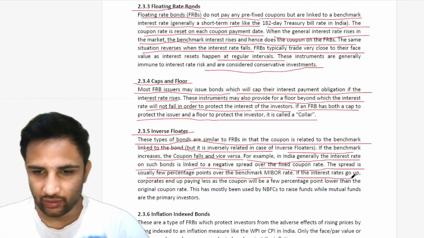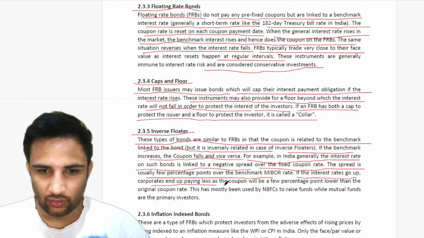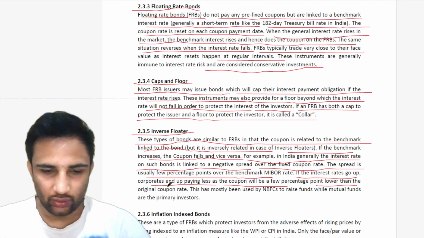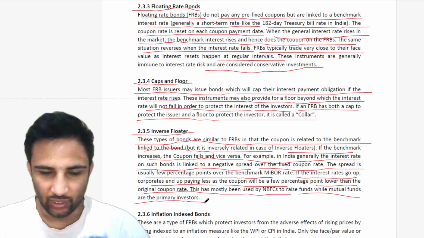If the interest rates go up, corporates end up paying less as the coupon will be a few percentage points lower than the original coupon rate. This has mostly been used by NBFCs to raise funds, while mutual funds are the primary investors.